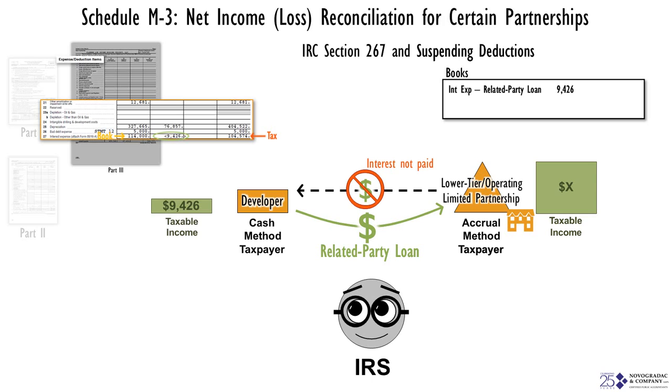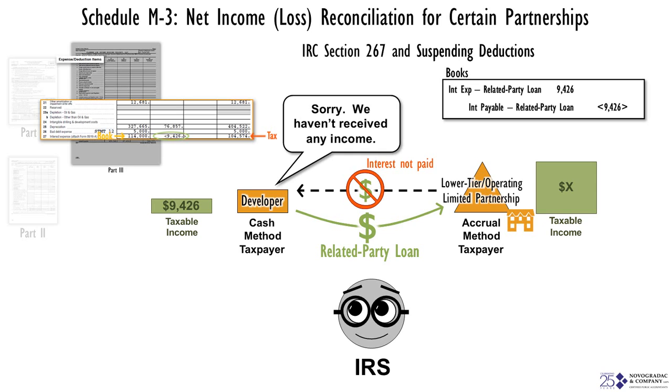However, let's assume the interest is accrued. It's incurred but not paid. So what we have there is an interest payable related party loan on the books of the accrual method taxpayer. And then the developer says, sorry, we haven't received any income, and since we're a cash method taxpayer, we don't owe anything. We only owe it when we receive it. So this does not apply to us.